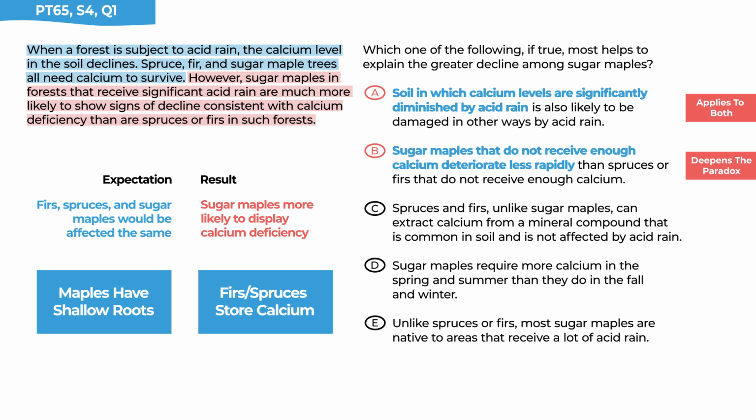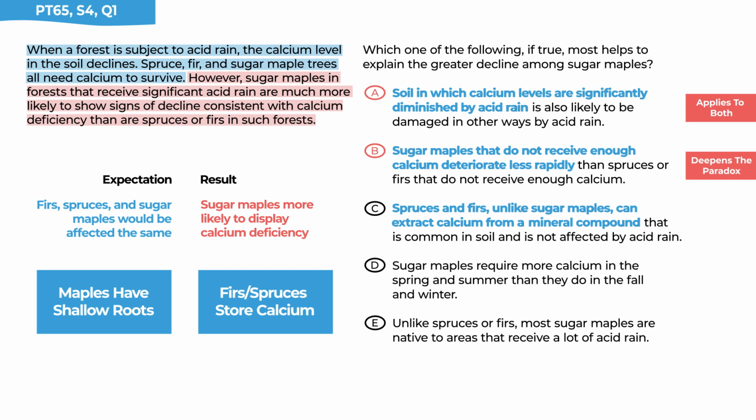Answer choice C says, spruces and firs, unlike sugar maples, can extract calcium from a mineral compound that is common in soil and is not affected by acid rain. So this gives spruces and firs a mechanism by which they can get that calcium, or at least more calcium, relative to the sugar maples.